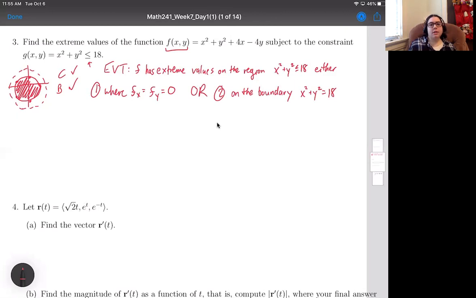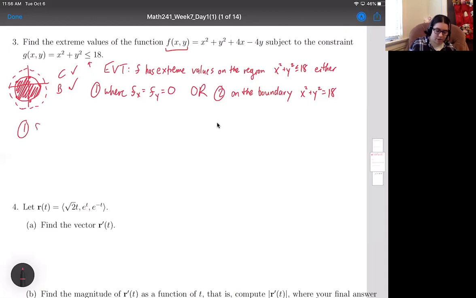So EVT is not telling me what the extreme value is. It is not telling me which of these will necessarily give me the extreme value. I just know that the extreme value is going to occur either under number 1, where the partials are both equal to 0, or under number 2, where I'm on the boundary. So I do have to consider both cases.